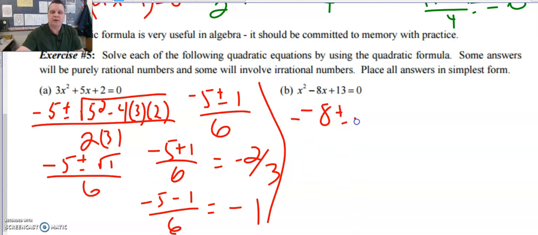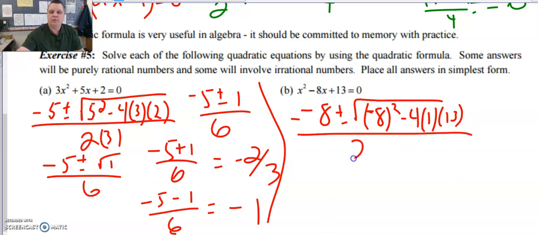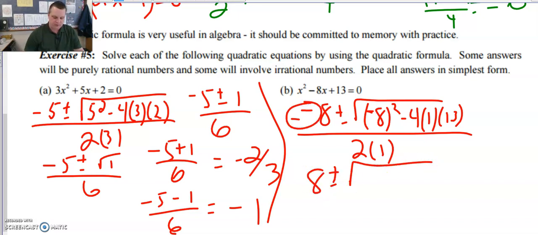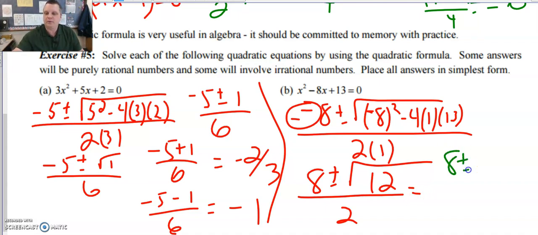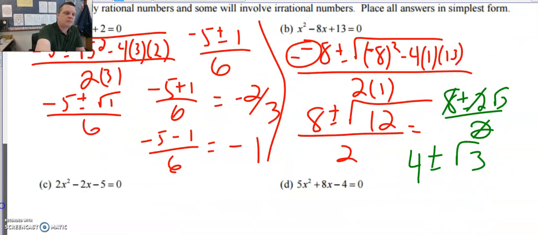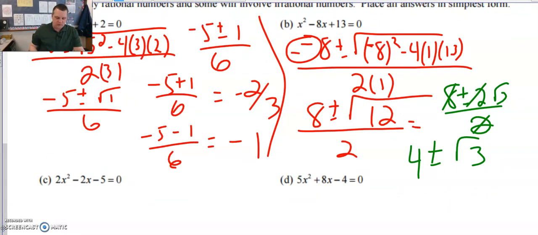Negative b plus or minus the square root of b squared minus 4ac all over 2a. Okay? So then this is positive, so that becomes an 8 plus or minus the square root of, put that all in your calculator, 12 over 2. Okay? 12 over 2 gives you 4 times 3, 8 plus or minus 2 root 3 all over 2. Cancel, cancel, cancel. 4 plus or minus root 3. Okay? And these just get progressively more difficult.